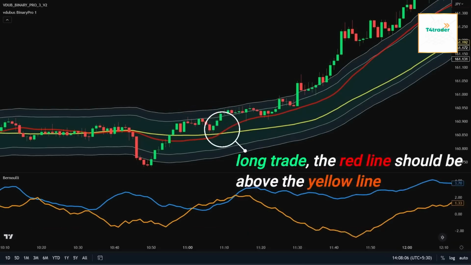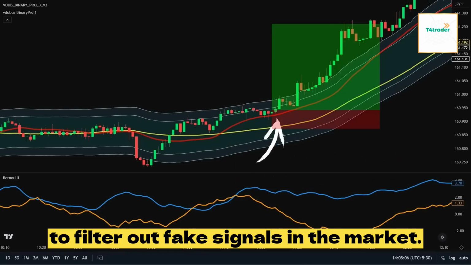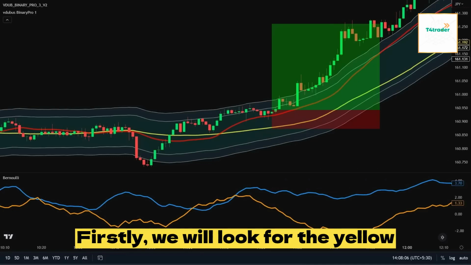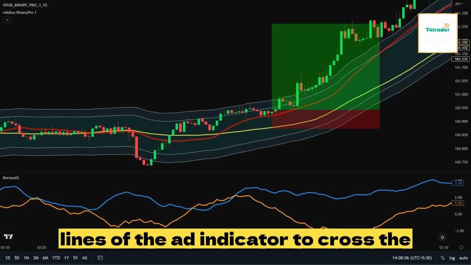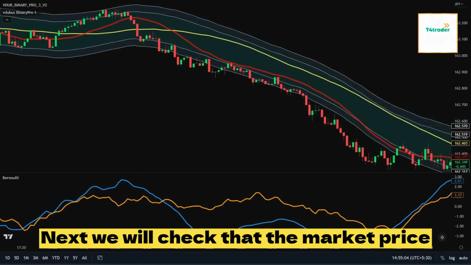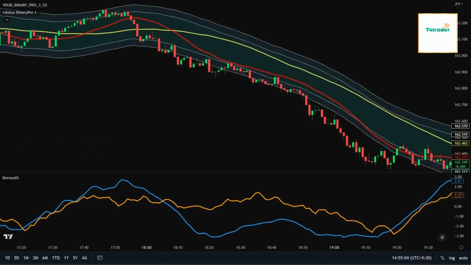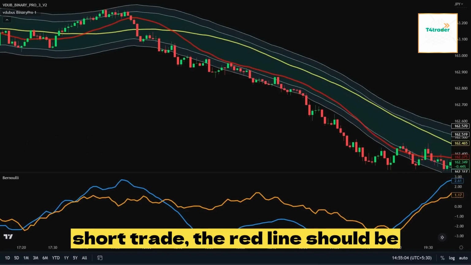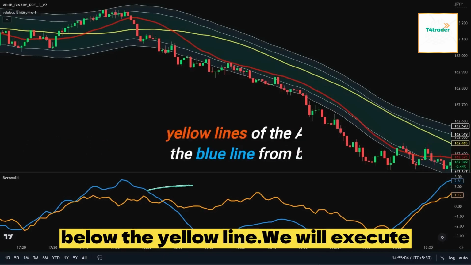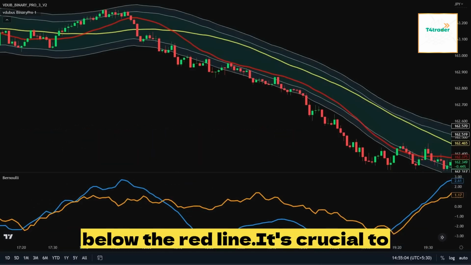We will execute the sell trade by incorporating the ADX indicator to filter out fake signals in the market. Firstly, we will look for the yellow line of the ADX indicator to cross the blue line from bottom to top. Next, we will check that the market price is below the red-yellow line. For a short trade, the red line should be below the yellow line. We will execute our trade when the market price closes below the red line.